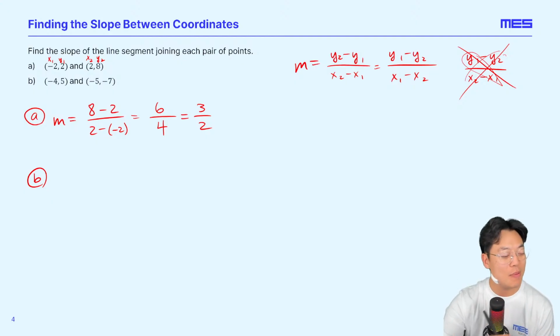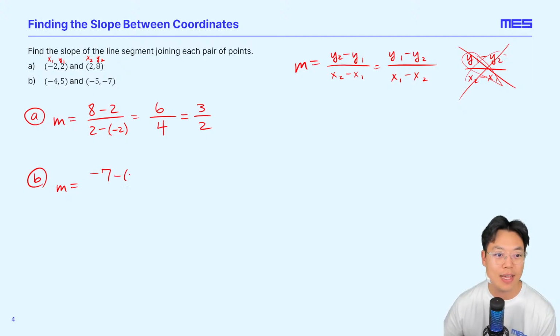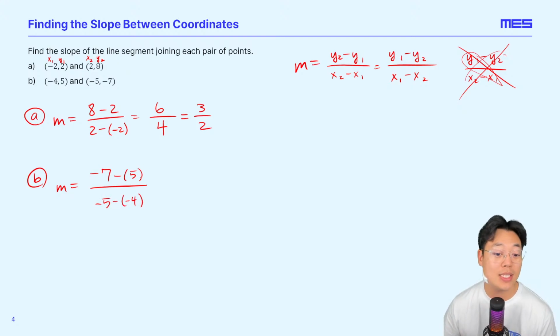Try it yourself. Let me know what you get in the chat if you're already confident in this. But for those of you that this may be new for, I'm going to go through it step by step one last time here. So we have the slope is equal to negative 7 minus a 5 all over negative 5 minus a negative 4. Now, putting these parentheses has become a habit for me. I think it's a really good habit.